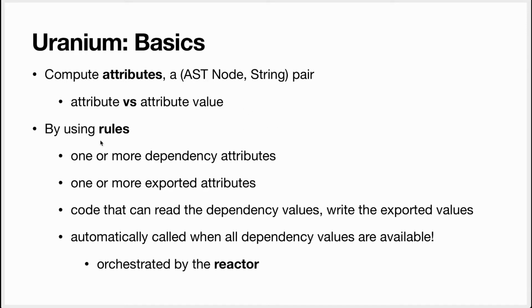We compute these attributes by using rules. Okay, so what's a rule? Well, a rule has one or more dependency attributes. That's what it needs to do the computation. It has one or more exported attributes. That's what is being computed. We need to write some code that can access the dependency values and will override the exported attribute values. This code will be automatically called when all dependency values are available, and that's the job of the reactor.